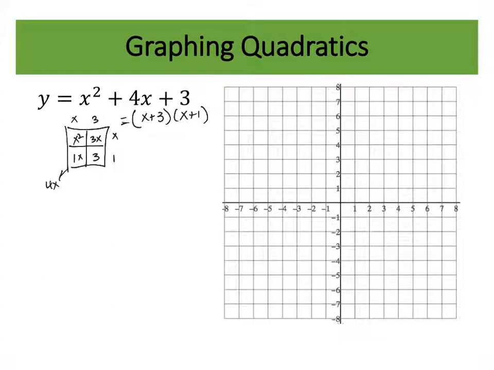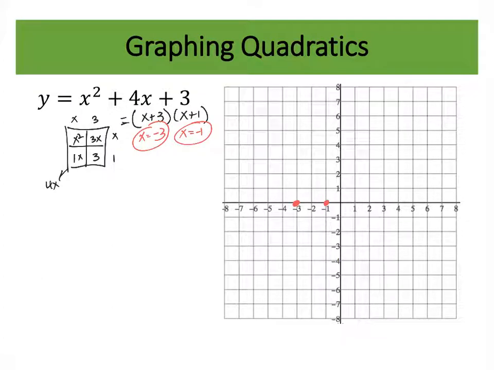And then I'm going to look for what values make that 0. So x equals negative 3 makes that one 0, and x equals negative 1 makes that one 0. So I've got x-intercepts at negative 1 and negative 3.